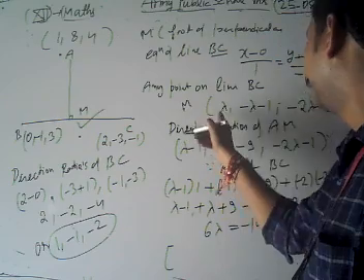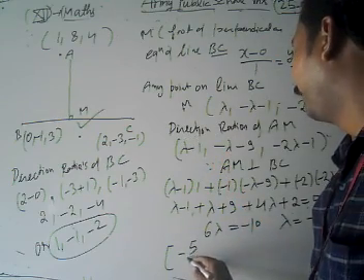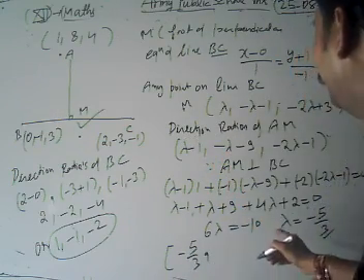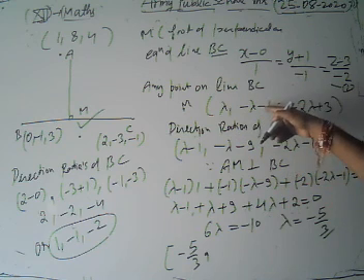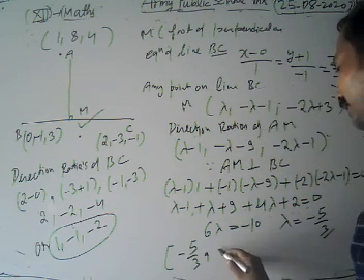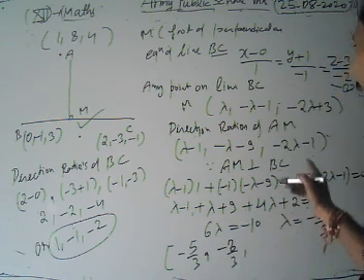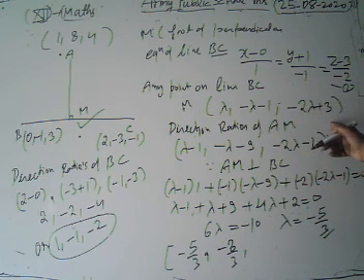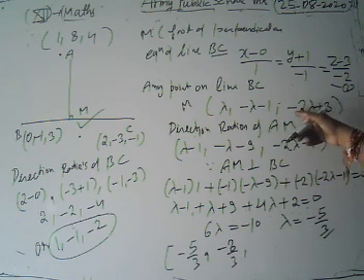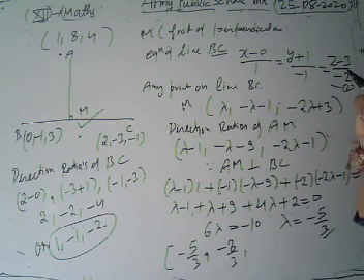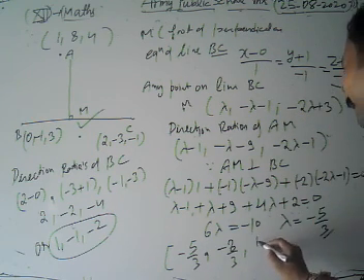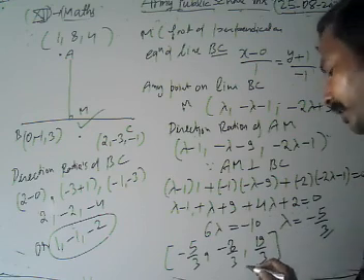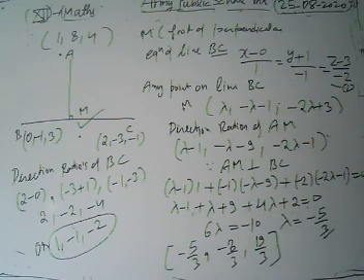Our coordinate of the foot of perpendicular is with lambda equal to minus 5 by 3. Now minus 5 by 3 minus 1 means minus 8 by 3. And minus 2 lambda plus 3: minus 2 times minus 5 by 3 is plus 10 by 3, and 10 by 3 plus 3 means 19 by 3. Now look, these are the values of our foot of the perpendicular.